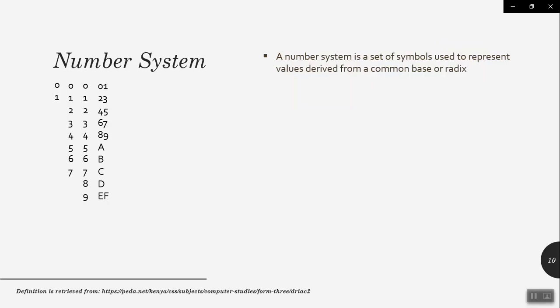A number system is a set of symbols used to represent values derived from a common base or radix. So what is a common base or radix? Common base or radix is the unique symbols that we can see in our number system. For example, in binary number system, we only have 0 and 1. So definitely, base or radix is equal to 2 because there are only 2 unique symbols.